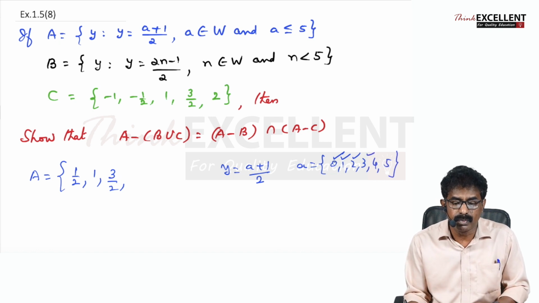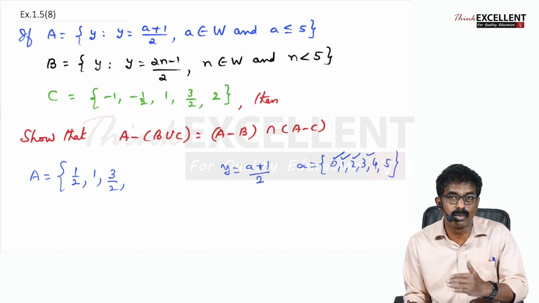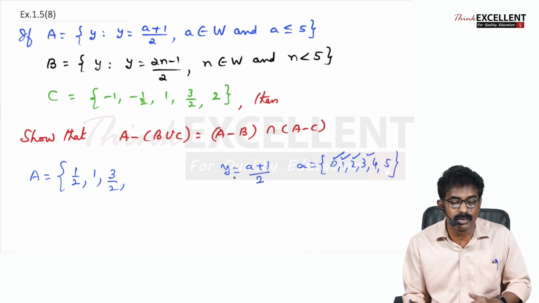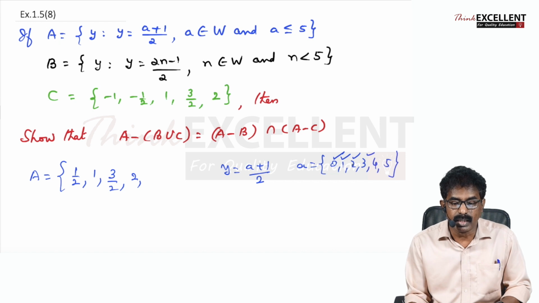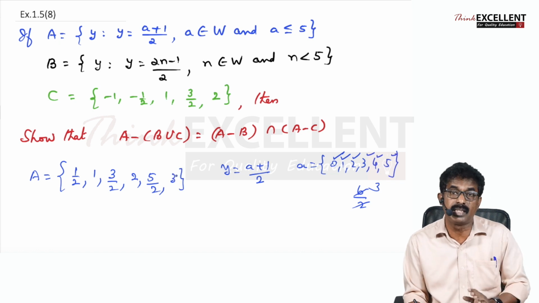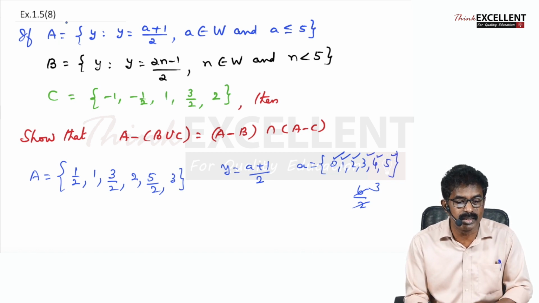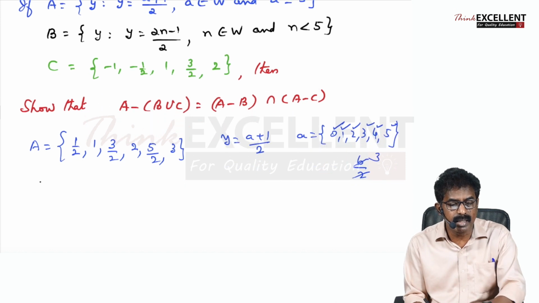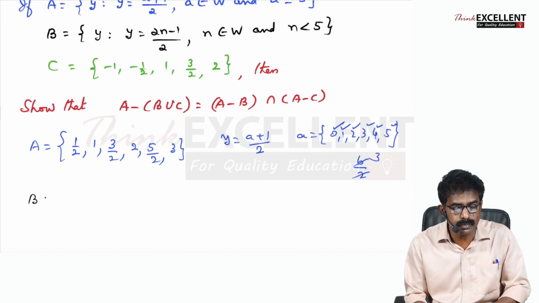Now you give 3. 3 plus 1, 4. 4 by 2. You can cancel it, no? 4 by 2, cancel, you'll get 2. Then you give 4. 4 plus 1, 5 by 2. You can't simplify. Then you give 5. 5 plus 1, 6. 6 by 2. Can you simplify? Yes. You will get 3. Like that, if you want, you can write and see that you are not making mistakes. So this is A. Next, same method, I want B.